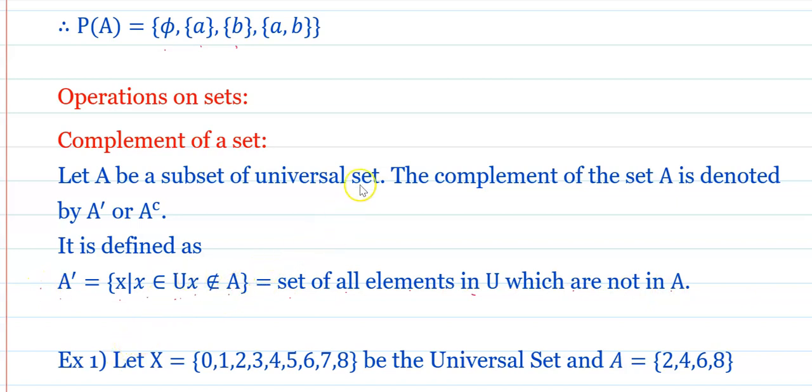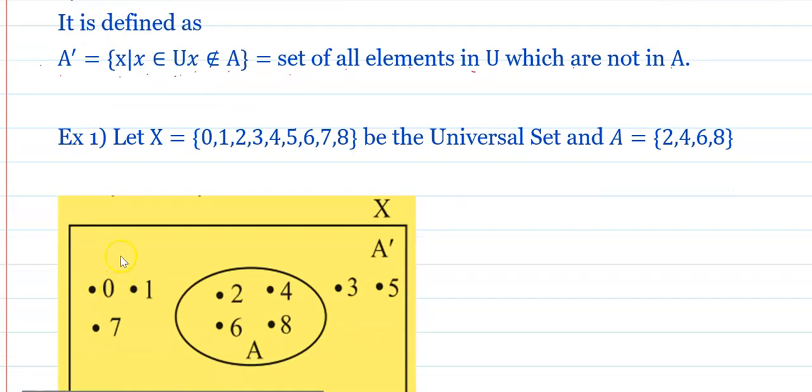That means suppose that U is equal to 1 to 10 and A is 1 to 5, then what is A complement? It is 6, 7, 8, 9, 10, like this. 6, 7, 8, 9, 10 are not in A but they are in U. Okay. Now the next example.